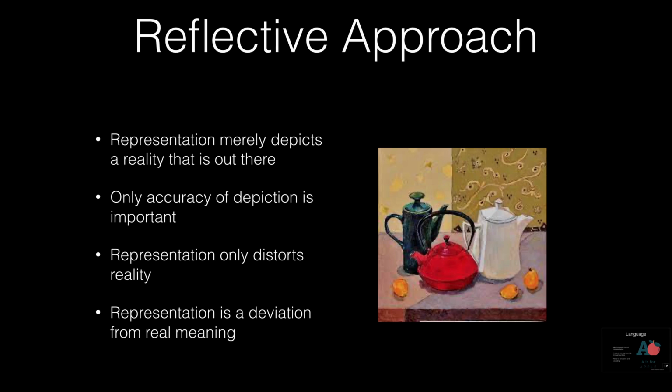The theory of representation, however, goes much deeper than that, and there are three basic approaches to how we understand representation. The reflective approach states that representation merely means a depiction of a certain reality that is out there. Then the success of representation may only be determined by how good it is at portraying that reality accurately. Since a depiction is almost always not 100% of the real thing, some theorists have gone so far as to say that representation means a distortion or deviation from the reality.